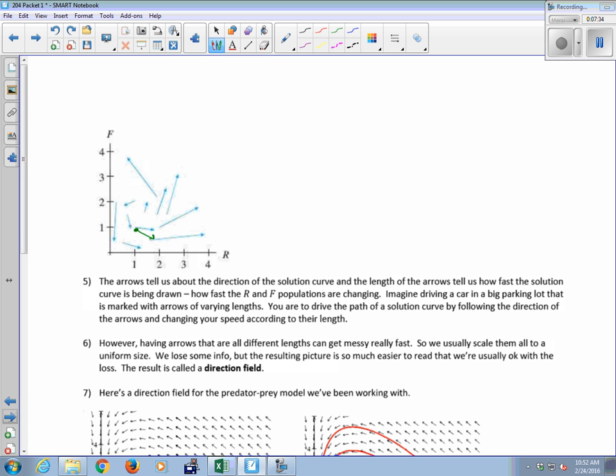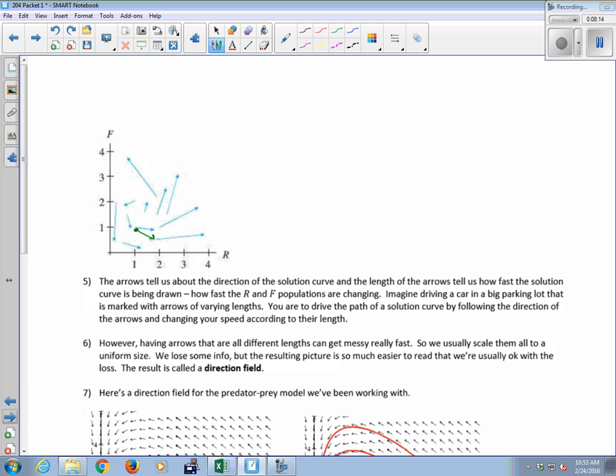So the arrows tell us about the direction of the solution curve. The length of the arrows tells us how fast the solution curve is being drawn, right? Because remember, time is not in this picture. R and F are the only variables you can really see. But time happens in how you draw the solution, how fast it gets drawn. So the length of the arrow indicates how fast. Imagine driving a car in a big parking lot that's marked with arrows of varying lengths, and you have to follow the solution indicated by the arrows, speeding up and slowing down as the arrows get longer and shorter.